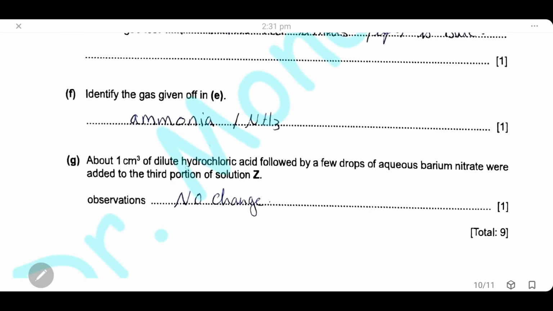1 centimeter cube of dilute hydrochloric acid followed by a few drops of aqueous barium nitrate was added to the third portion of solution Z. No change, because we don't have sulfate ions.